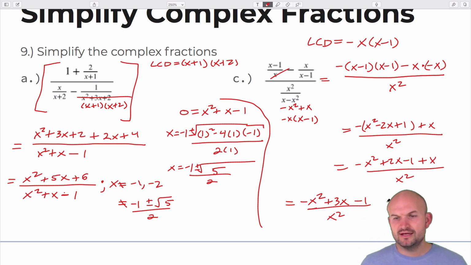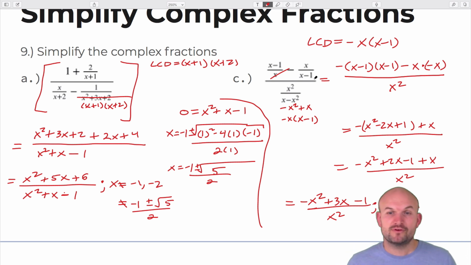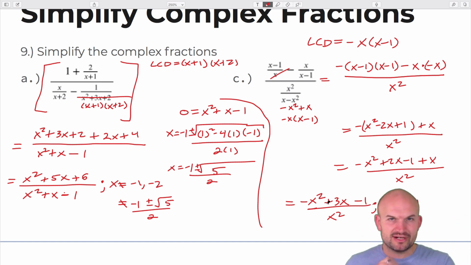Don't need to factor it. So therefore, I know that x cannot equal 0 and x cannot equal 1. Those are my only two restrictions, from the original problem and from the simplified version. And again, the x squareds cannot divide out, guys, because that is separated by addition.